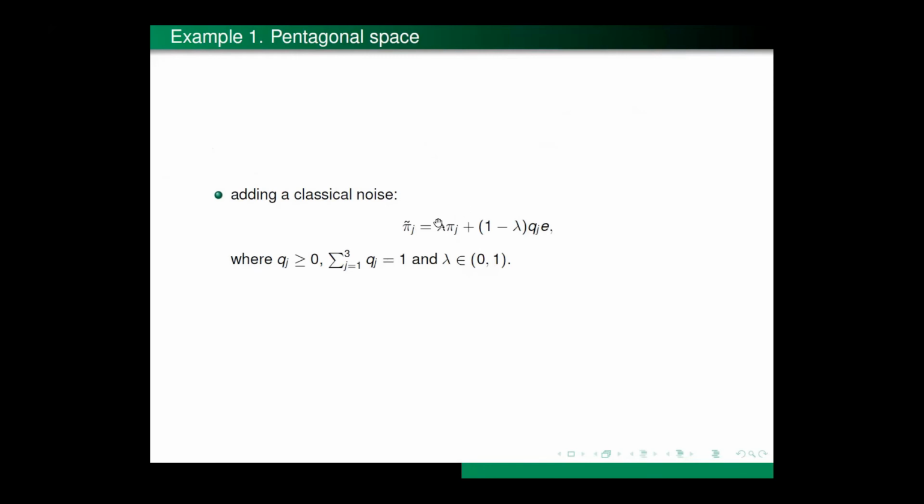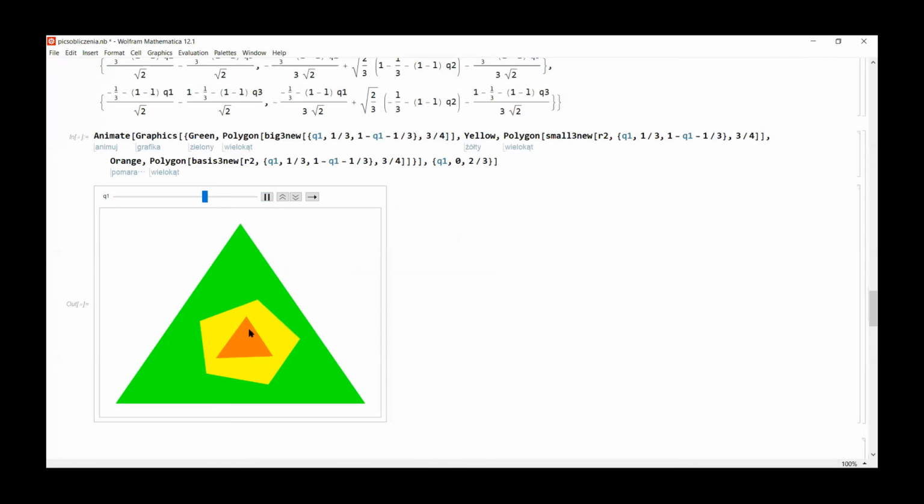The lambda controls the size of this pentagon, and this qj controls the center of this pentagon. So that's the geometry here. But what's interesting here is that these two triangles, green and orange, are always dual. However, with respect to another ball. So this is something very interesting.